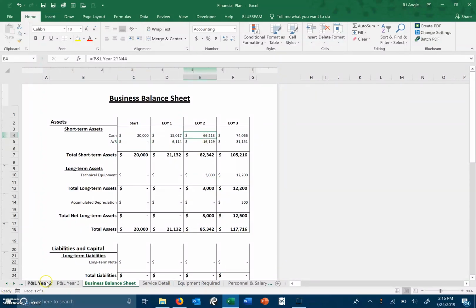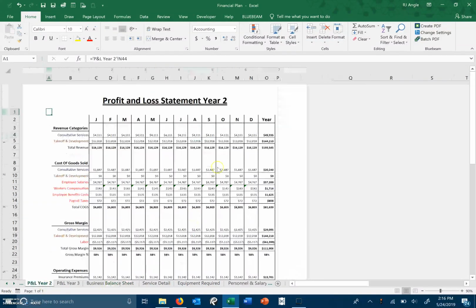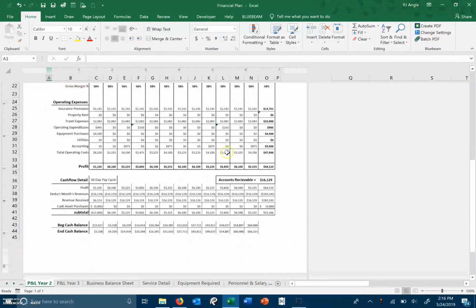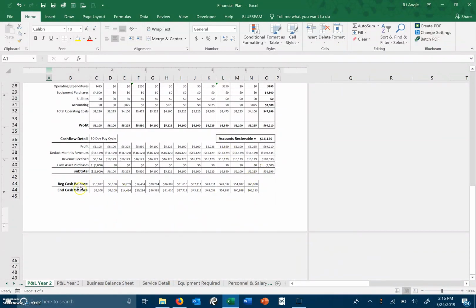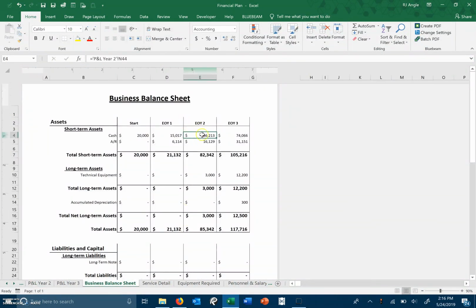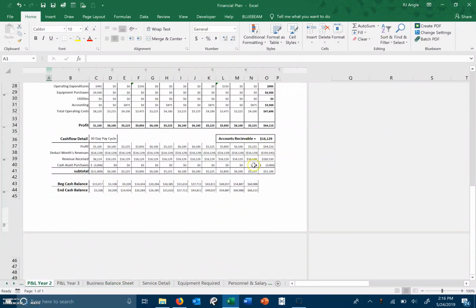Now, if we go back to my second year's profit and loss statement, we will notice that at the end of the year, from the cash balance of what my net profit is infusing into this versus what my expenses are, I'm going to end the year with a total cash value of $66,213 on hand going into my third year. That is shown at the end of year 2 as my cash balance on my balance sheet. But for AR, I have $16,129, right?